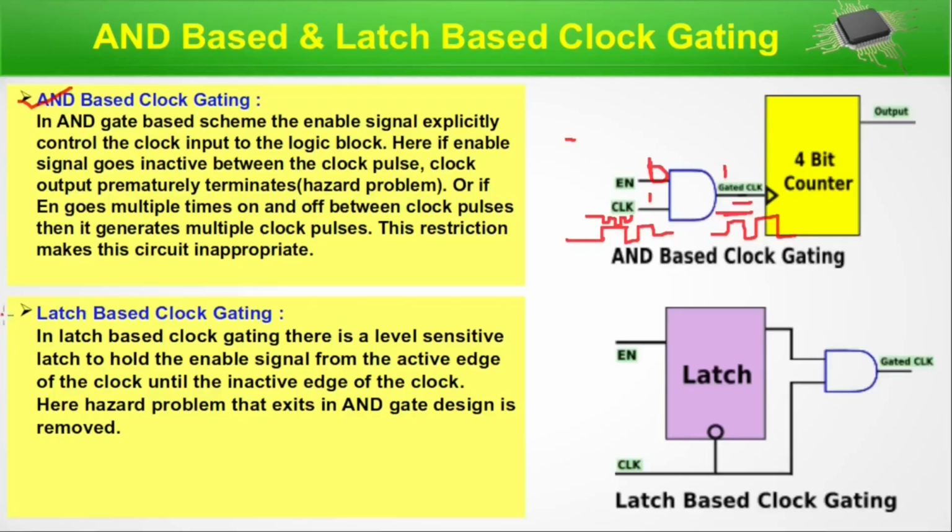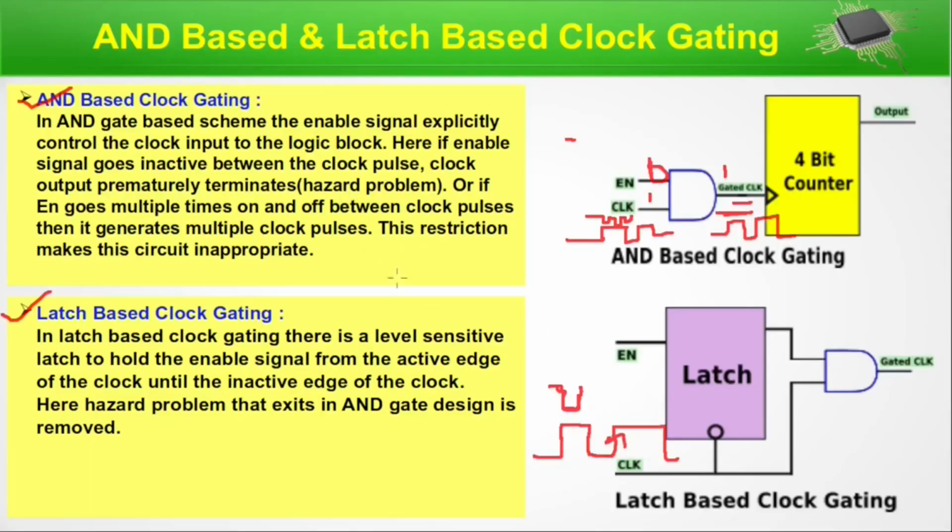Now, latch-based clock gating. In latch-based clock gating, there is a level-sensitive latch that holds the enable value. As long as the clock is up, the enable value gets latched by this latch. This latch holds that value. When it's 1, even if the enable goes down within that period, it will not register that. At the same time, if that value genuinely has to go down, that will also get registered when the next positive level comes, because this latch is level sensitive.